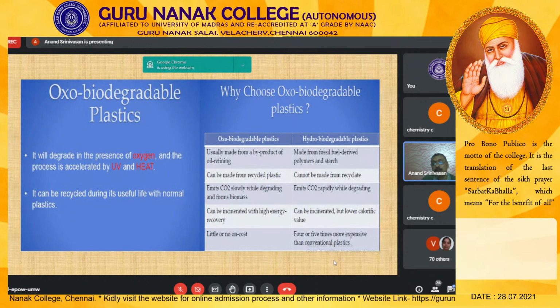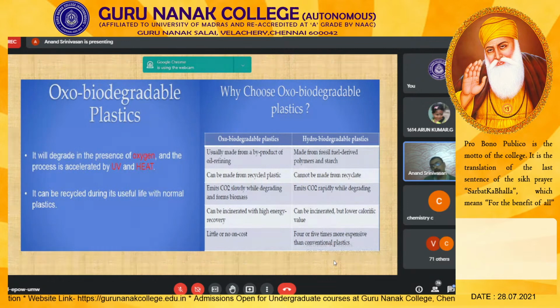Why do I choose oxo-degradable polymer? Because usually it is made from a byproduct of oil refining and can be made from recycled plastic. And the main difference is it emits CO2 while degrading and forms biomass. Therefore, the product is non-toxic because the CO2 is converted into biomass, from which again you can try to synthesize the polymer, and it can be incinerated with high energy recovery, whereas little cost is involved in this biodegradable plastic.